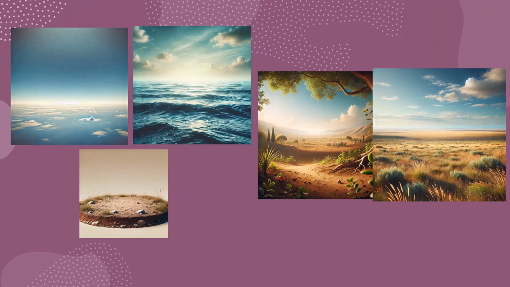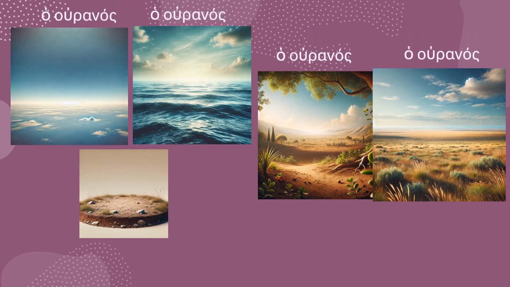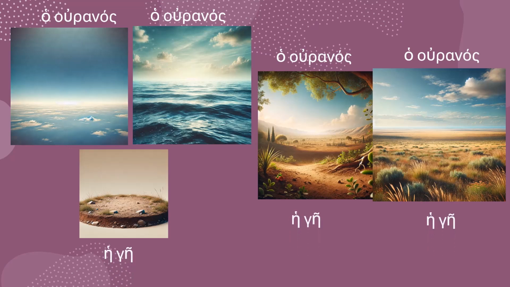Now here you'll see 5 separate images, and with these images I'm trying to represent just 2 concepts. There's a top half and a bottom half. O ouranos. I gi. O ouranos. I gi.